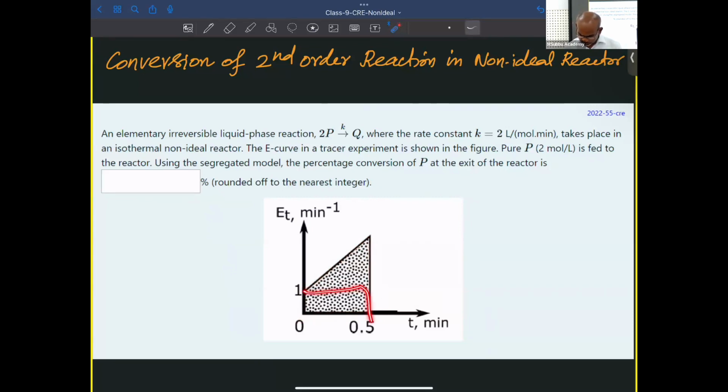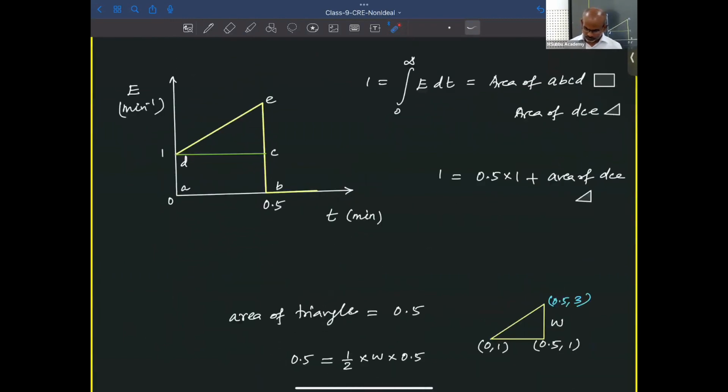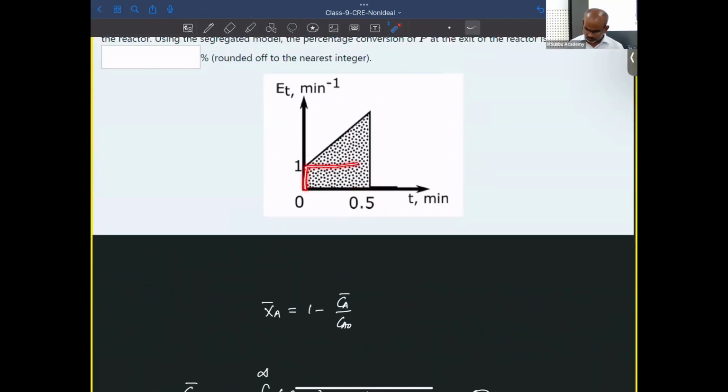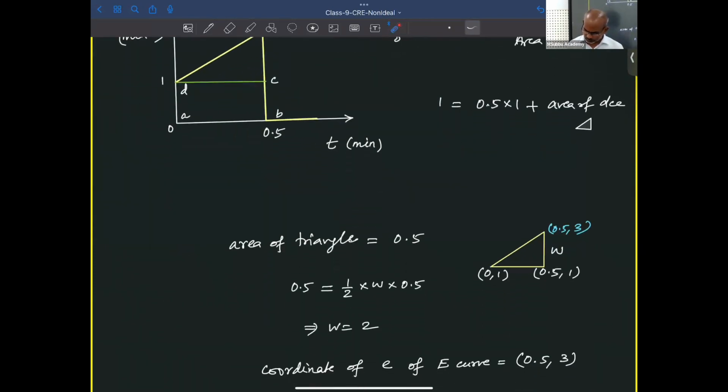The rectangle area we can evaluate because the x-axis value is 0.5 and the y-axis value is 1. So the rectangle area is 1 into 0.5, which is 0.5. The rectangle area plus the triangle area should equal 1, so the triangle area is 0.5. We know the base, which is 0.5 minus 0, that is 0.5. The height is needed, so that we can evaluate it, because the area of the triangle is 0.5.